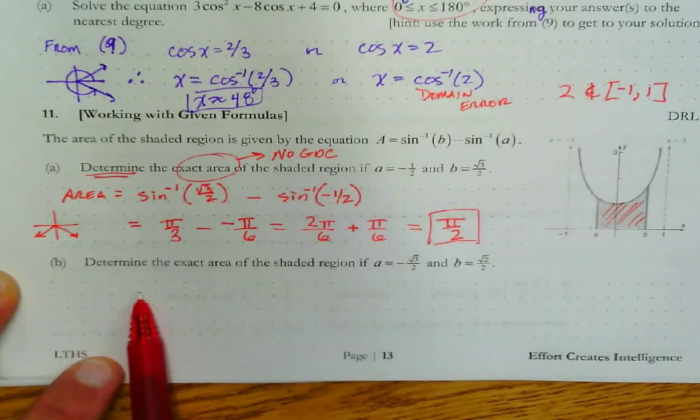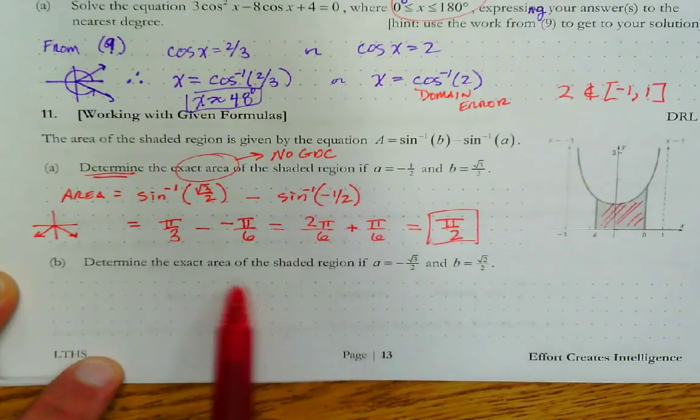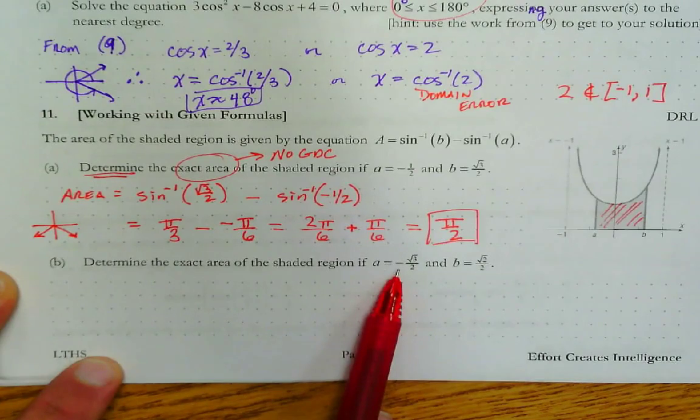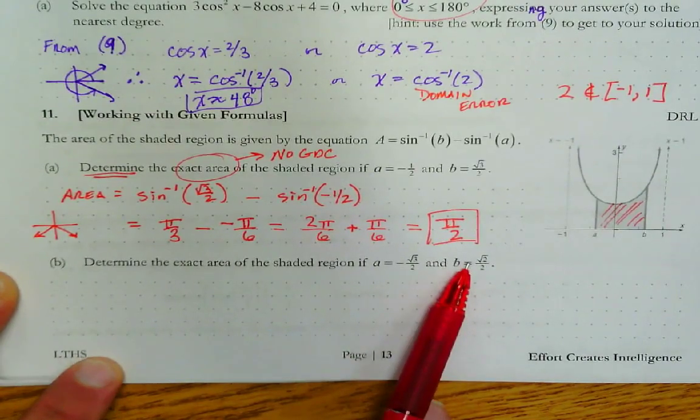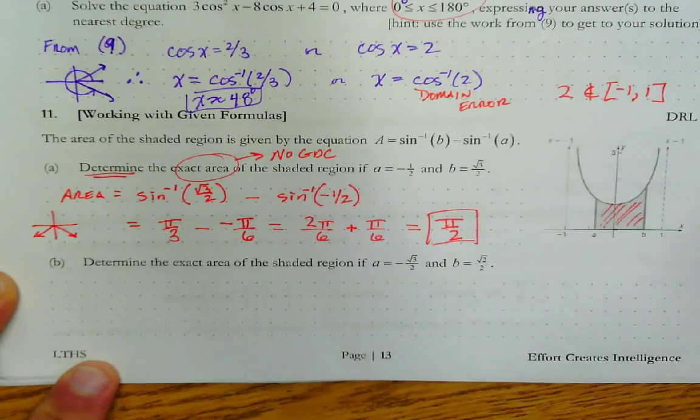You'll get to work through this problem on your own, determining the exact area if the value of a and the value of b were different. Ask questions for clarification where needed.